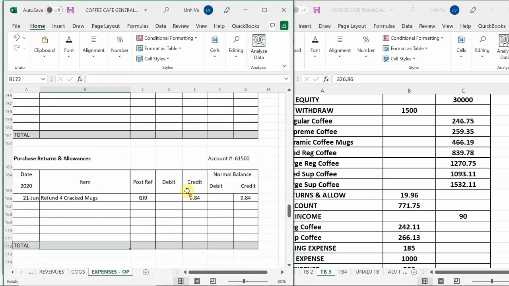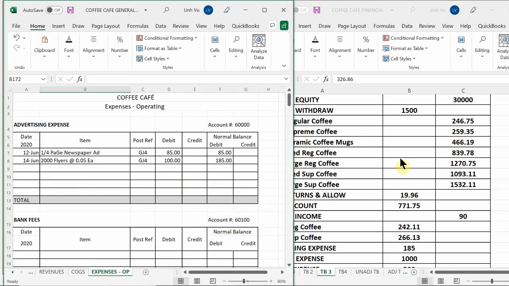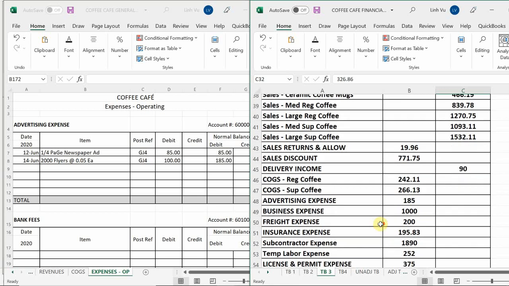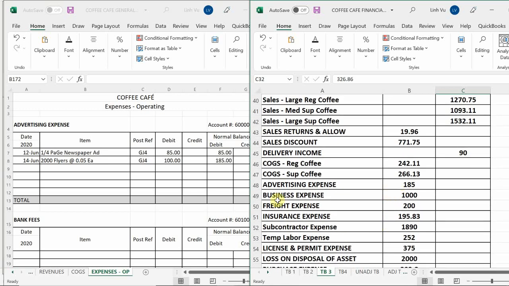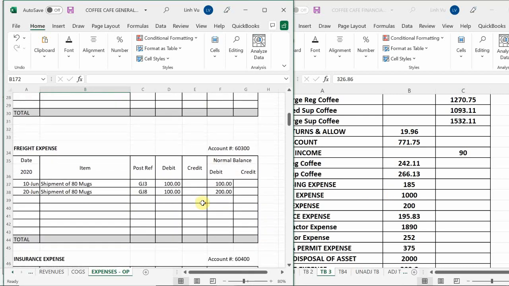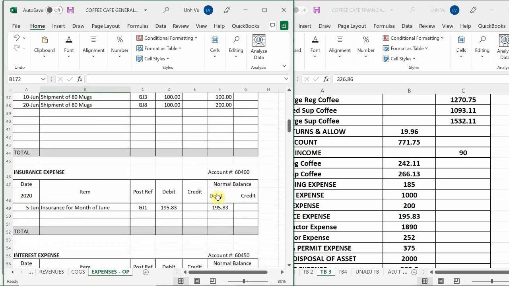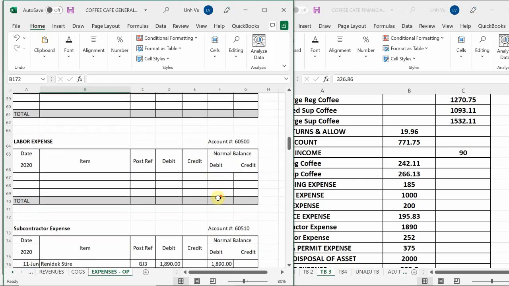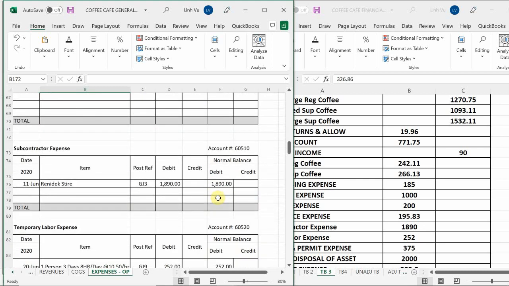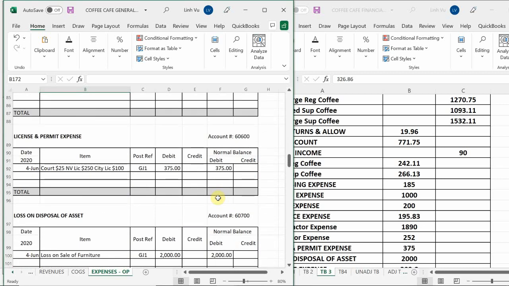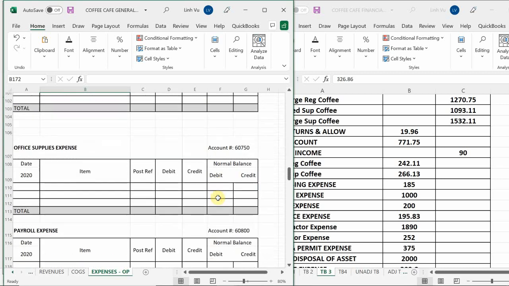And let's go to your expenses. Advertising should stay consistent at 185. 1,000 for business expense. 200. 195.83. 1890. 252. 375. 2,000.